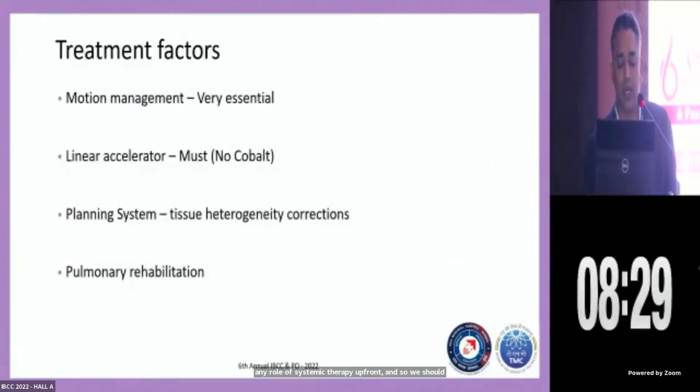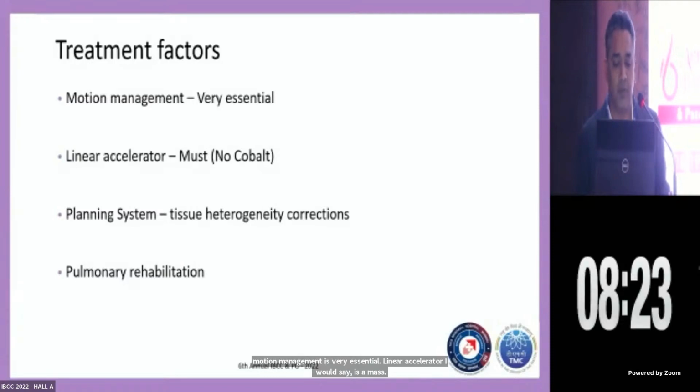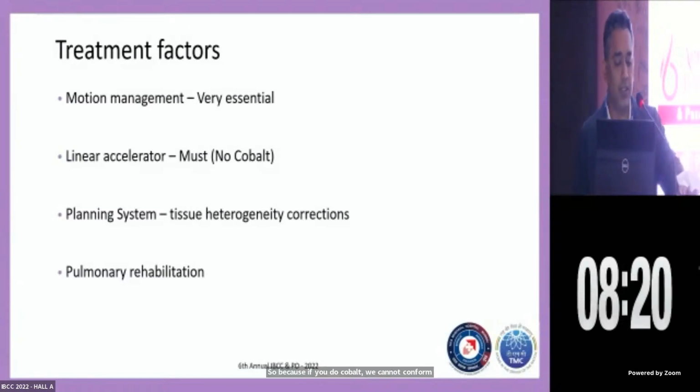The treatment factor: motion management is very essential. Linear accelerator, I would say, is a must, because if you do cobalt, we cannot confirm the treatment volume. In the planning system for radiation oncology, the tissue heterogeneity correction should be done.